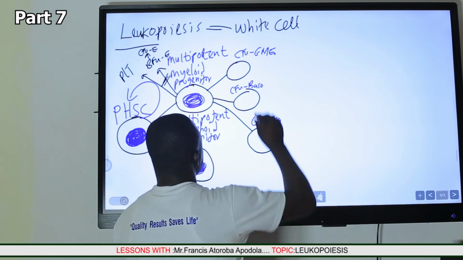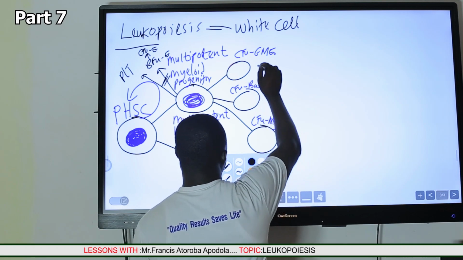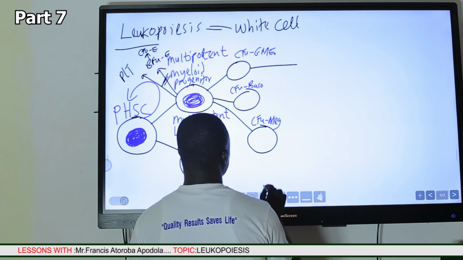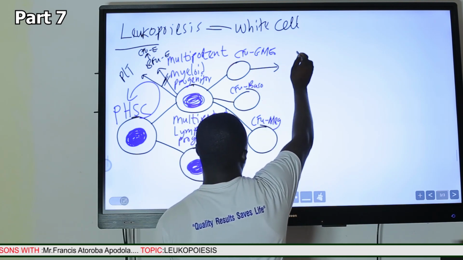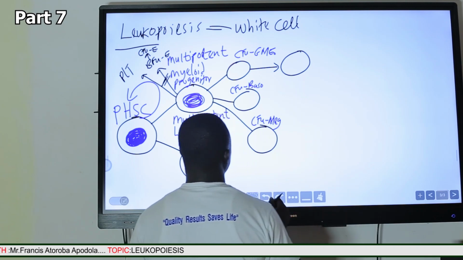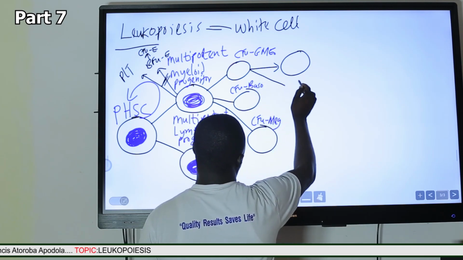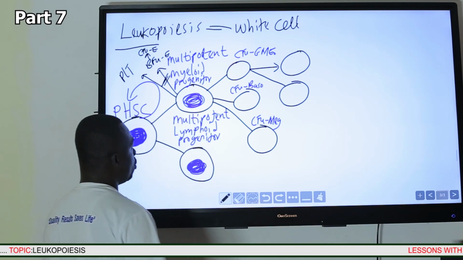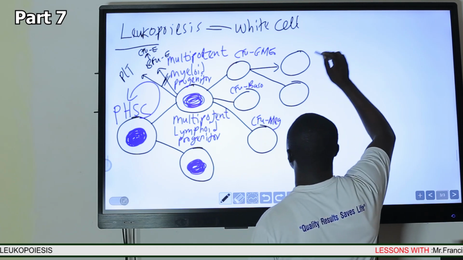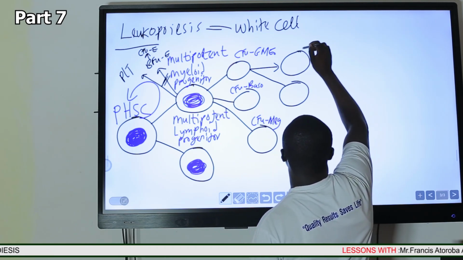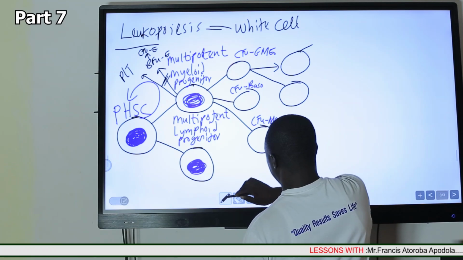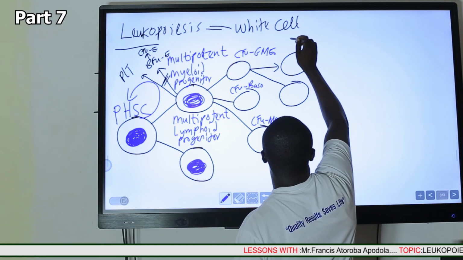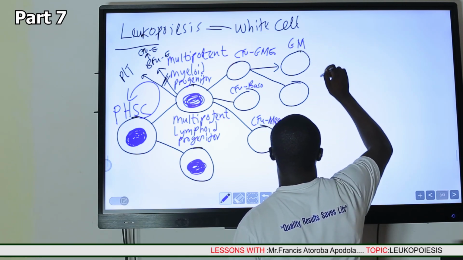Now, the colony-forming unit granulocyte, monocyte, eosinophil will undergo differentiation to form the granulocyte, monocyte colony-forming units.